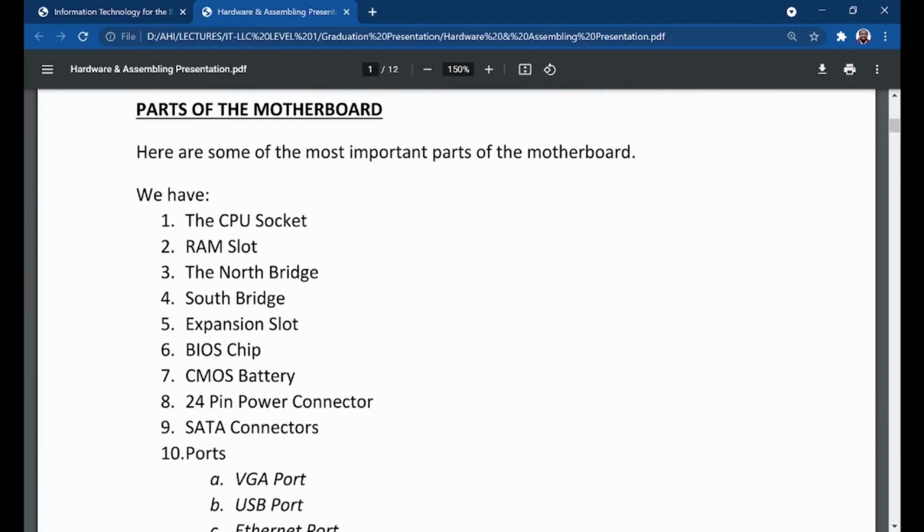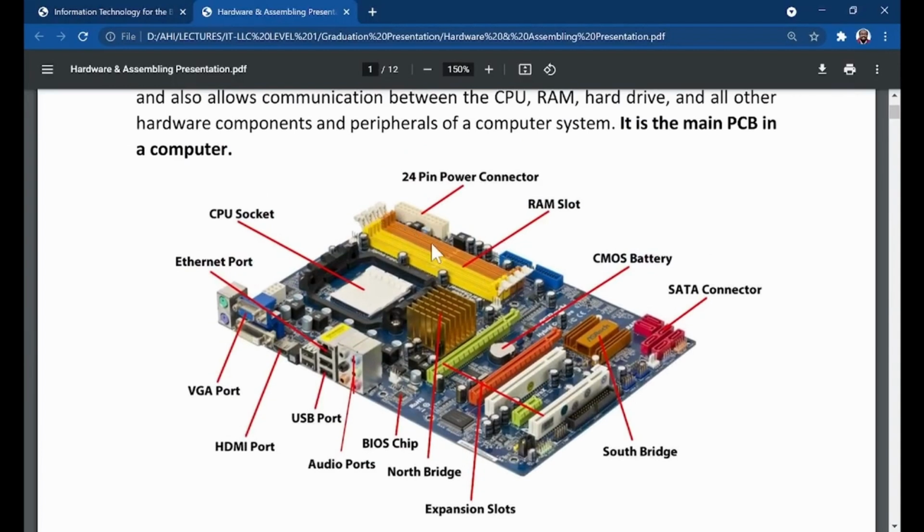The next component, I wish I'll talk about the north bridge first, but let's move to the RAM slot, since CPU and RAM are like brothers and sisters. So let's move to the RAM slot. Now, over here, we have the what? RAM slot. I didn't say RAM socket. I didn't say RAM port. I didn't say RAM anything. I said what? RAM slot.